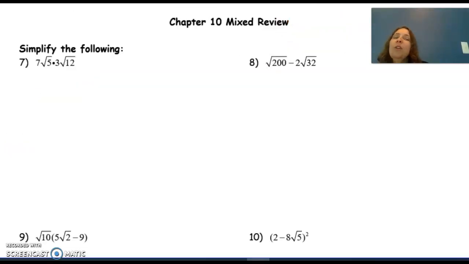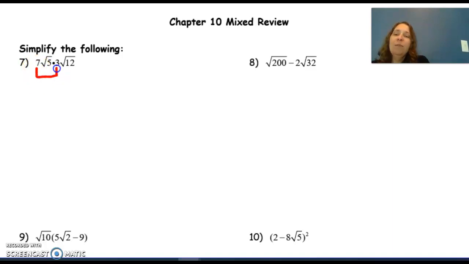All right, on this page, we're going to do a little review of the various different topics we've talked about in Chapter 10 so far. That includes simplifying radicals, rationalizing denominators, and also solving equations. So in number 7, we have two radicals that are being multiplied together. Our best bet is to multiply the outside numbers together.